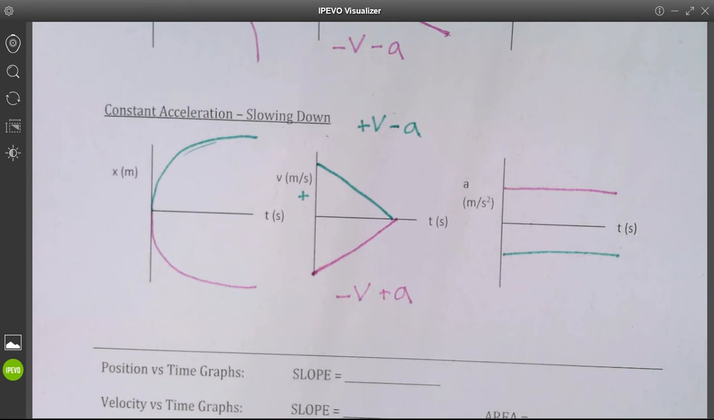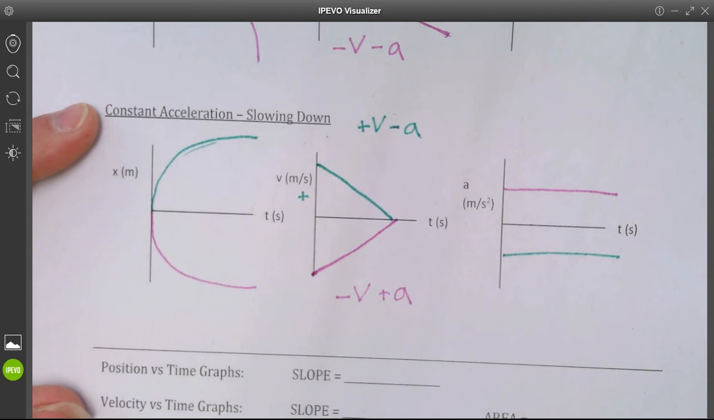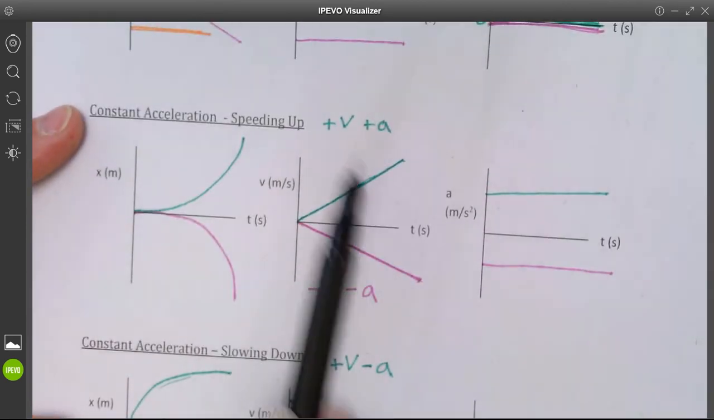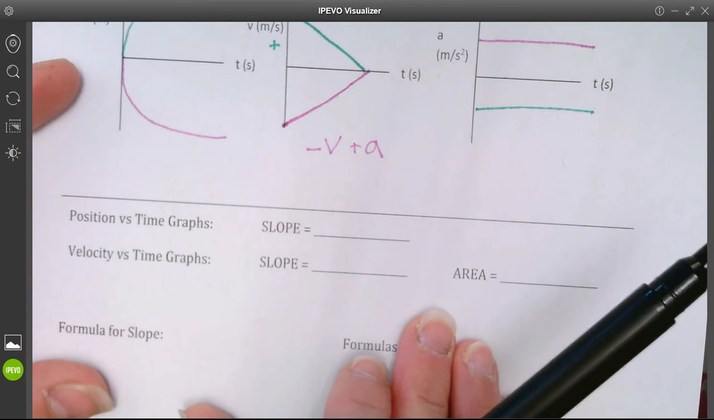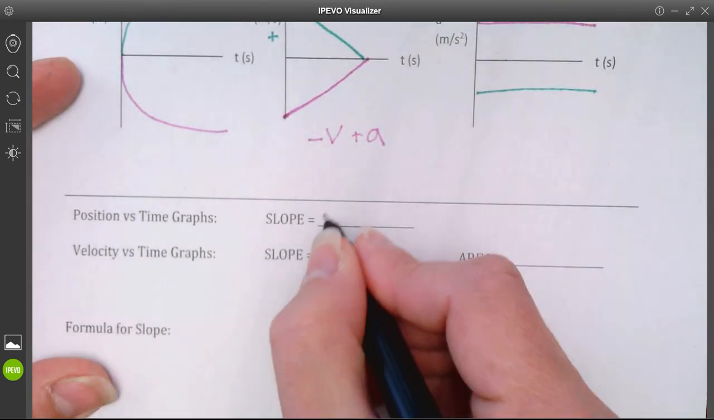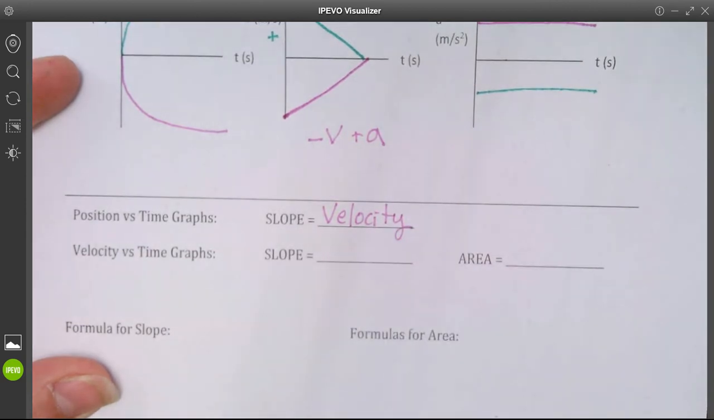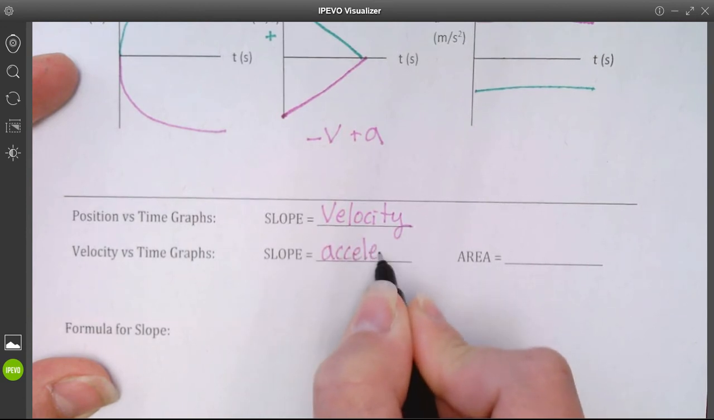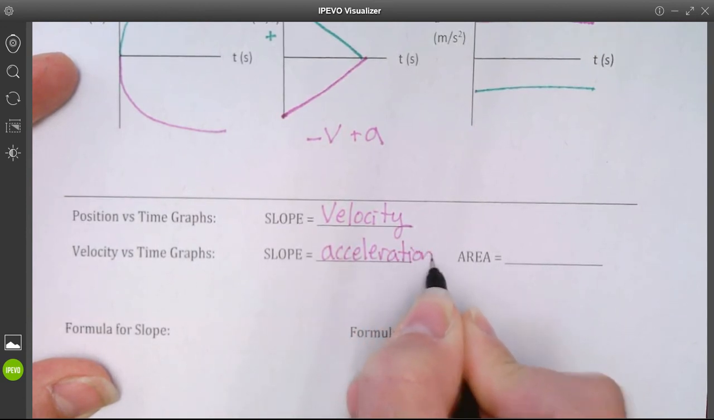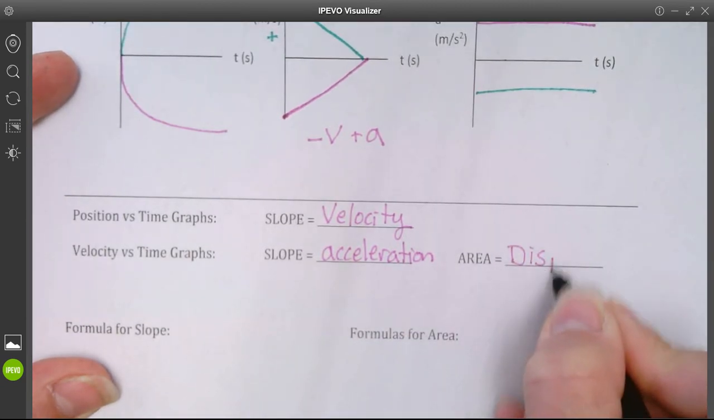So just like we talked about in class before, remember, if we're slowing down, the sign on velocity and acceleration are opposite. If we are speeding up, the sign on velocity and acceleration are the same. And then the last little bit down here, on our position versus time graphs, the slope is going to tell us the velocity. And on a velocity versus time graph, the slope is going to tell us the acceleration. And the area on our velocity versus time graph is going to get us our displacement.